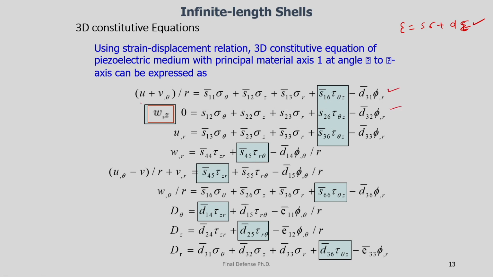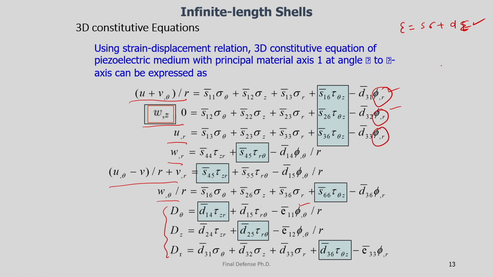Basically, the strains in the cylindrical coordinate system are expressed here directly, and these are the new terms which I have not explained till now, that is electrical displacement and the concept of stresses and phi comma theta, phi comma. So, you see a new variable phi.